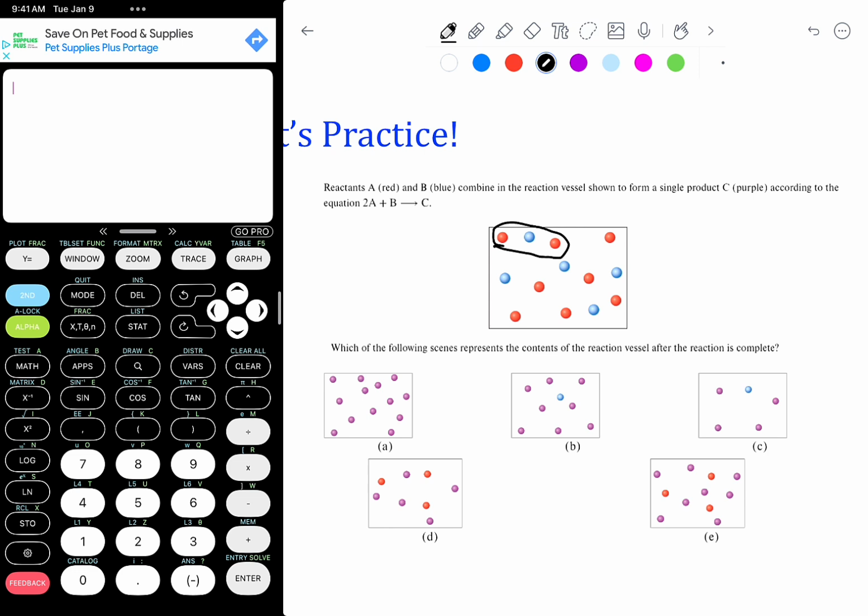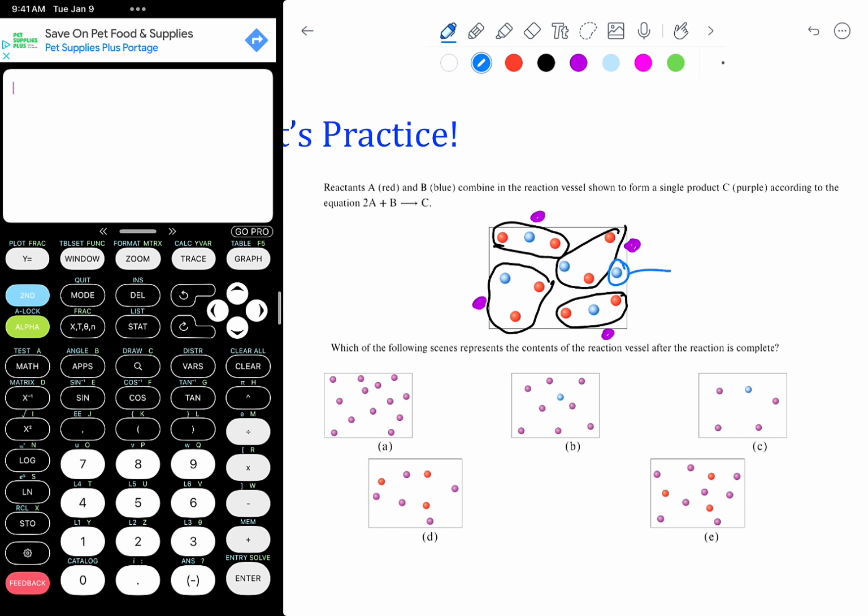If we keep going with our circling, we have 2 A's that can mix with a B. So when these combine, they're going to turn into purple, which is C. We would have 1, 2, 3, 4 purples, and what's left over is a blue. So we have 1 blue left, which was B.